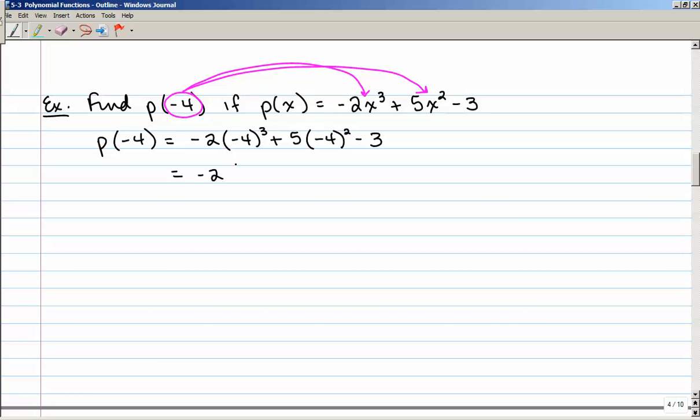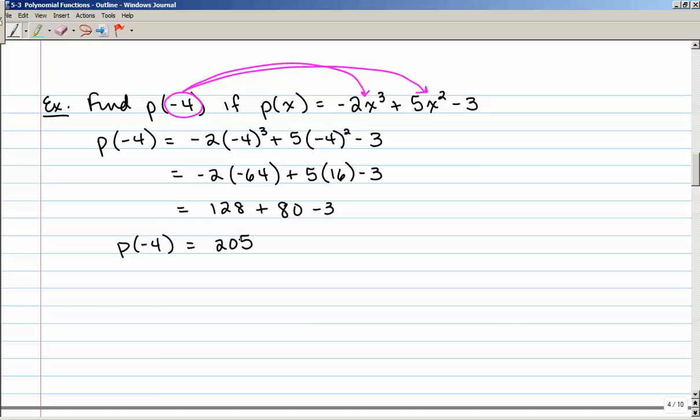So negative 2 times negative 4 to the third power is actually a positive 128, plus 5 times negative 4 squared is 80, minus 3. This gives me 128 plus 80 minus 3. So we can say that p of negative 4 is equal to 205. So in other words, in this polynomial function here, when I put negative 4 in for x, I get 205.